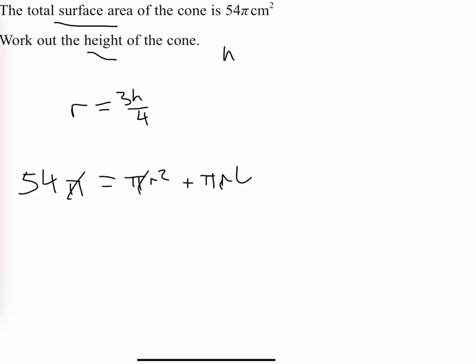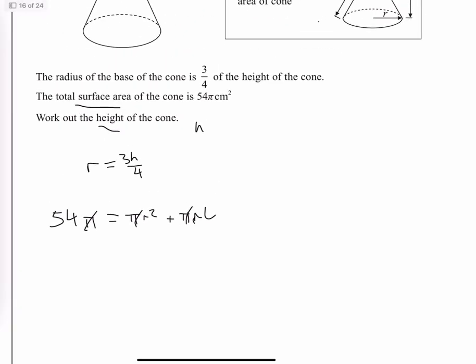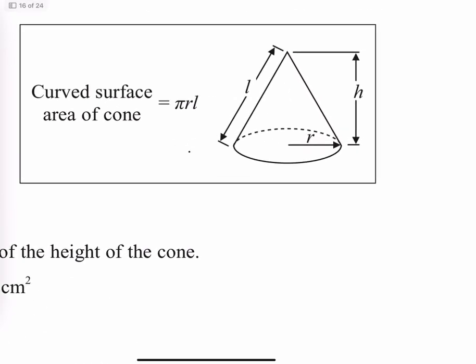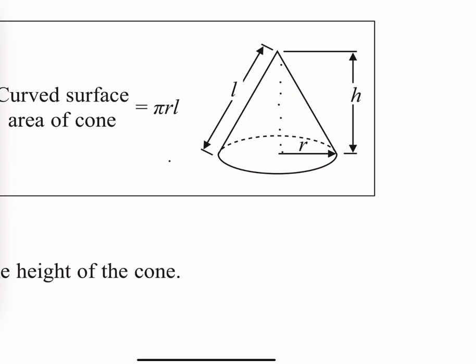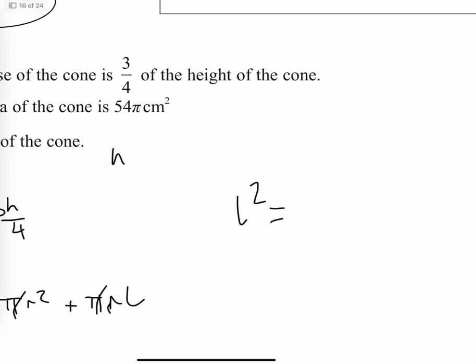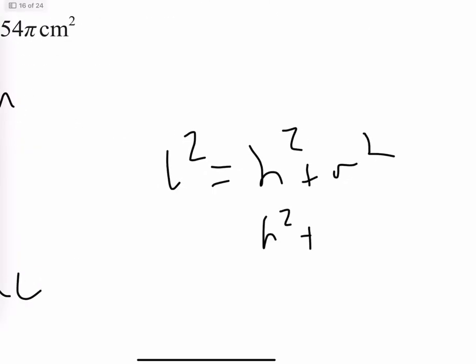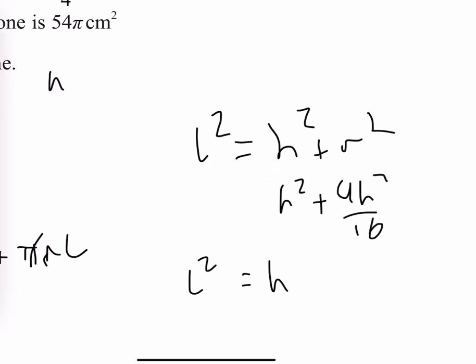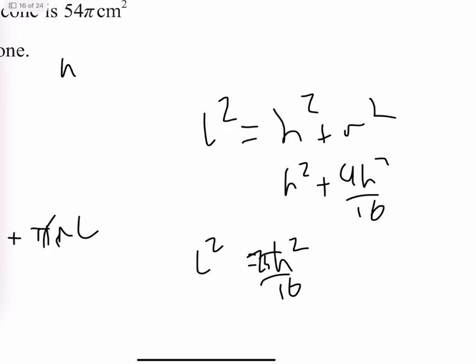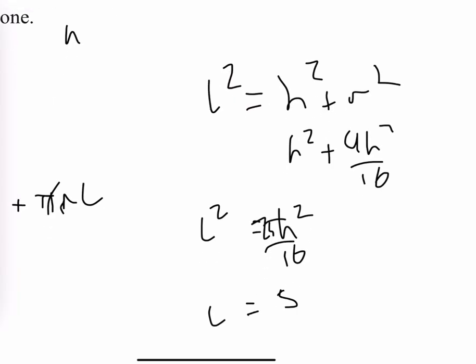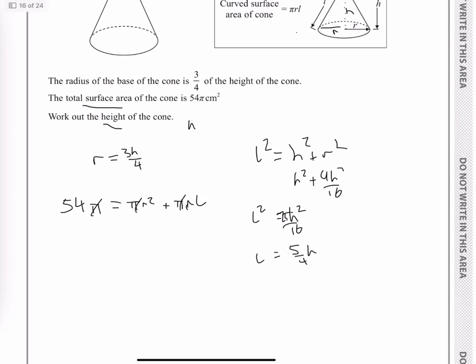Cancel out those pi's. And then we worry about this l term, because what are we going to do with the l? We can put r in terms of h. What about l? Let's think about this. This is r. This is h. So we can use Pythagoras. l squared equals h squared plus r squared. As we said, r is 3h over 4, so that's h squared plus 9h squared over 16. Which says l squared equals 25h squared over 16, so l equals 5 over 4 h. So that's not too bad, really.